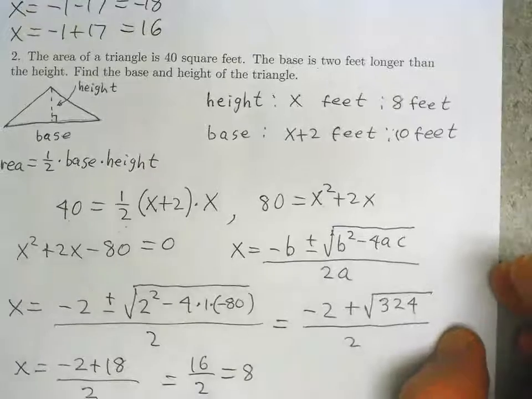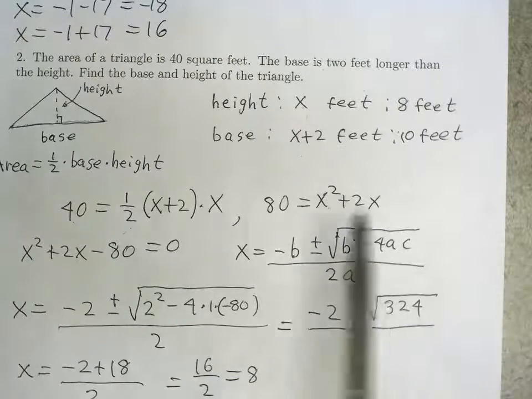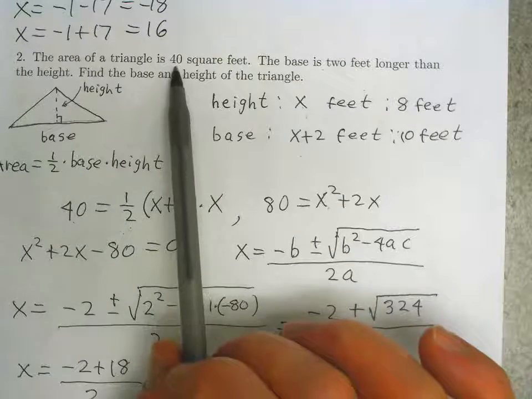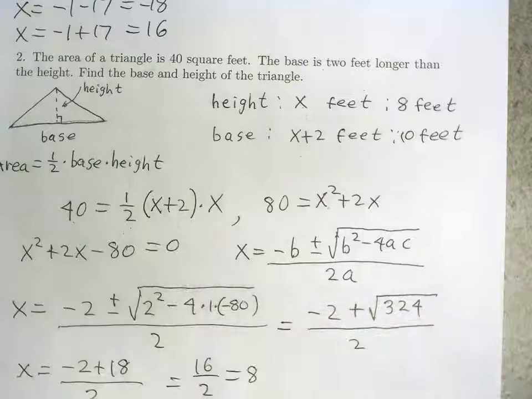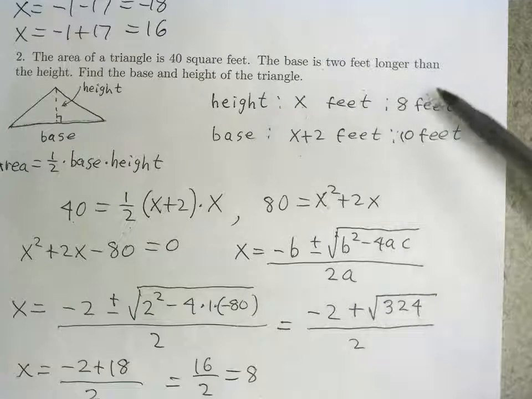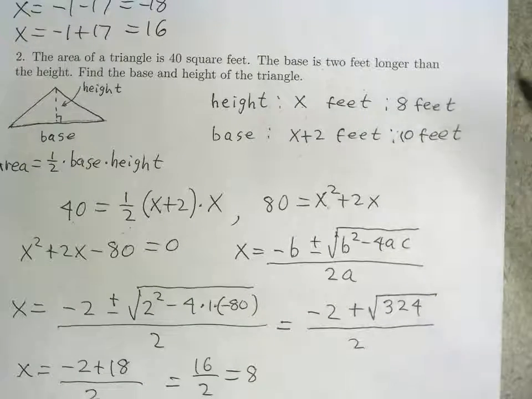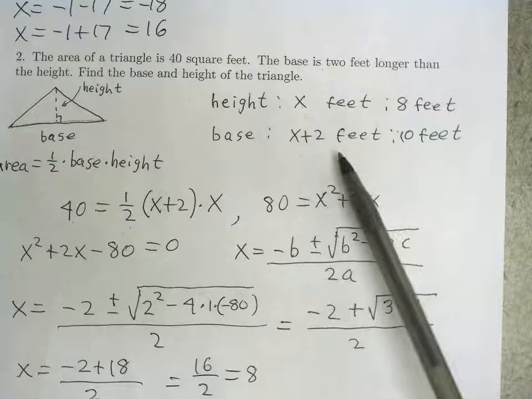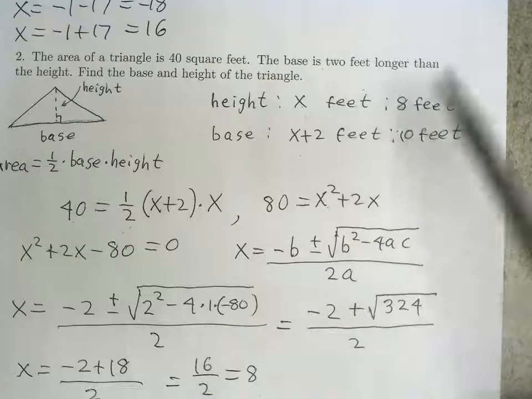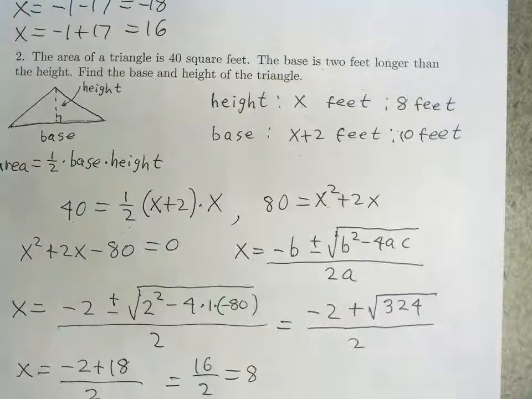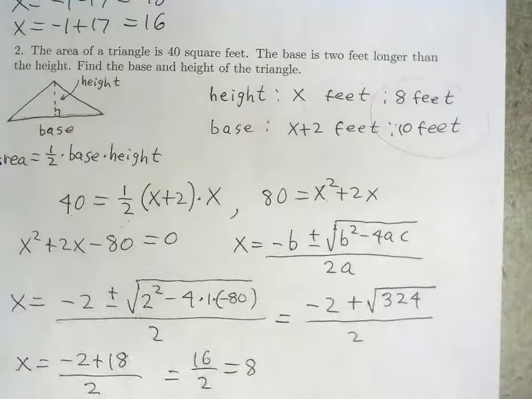We can take it further just to make sure it makes sense. The area is 40 square feet, and the area is 1/2 times the base times the height. Sure enough, 1/2 times 10 times 8 is 1/2 of 80, which is 40. So everything checks out on this one.